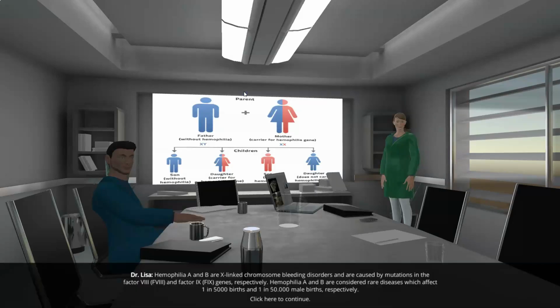Hemophilia A and B are X-linked chromosome bleeding disorders and are caused by mutations in the factor VIII and factor IX genes, respectively. Hemophilia A and B are considered rare diseases which affect 1 in 5,000 births and 1 in 50,000 male births, respectively.